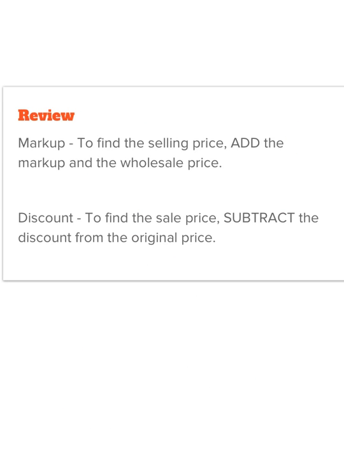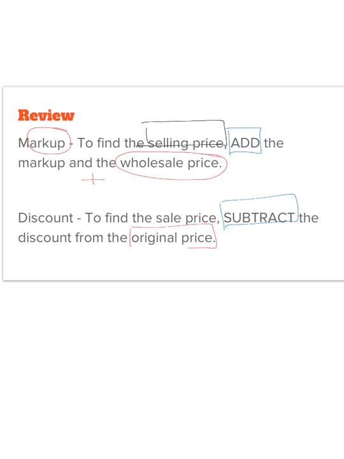It's time to review. So in markup, I want you to remember that you are adding. You are taking their wholesale price and you are adding it to the markup. Together, those two things will equal the selling price. On discount, you're going to subtract. Something's on sale or it's discounted. So in this one, you are going to take the original price minus whatever the discount is, and that will give you the sale price.